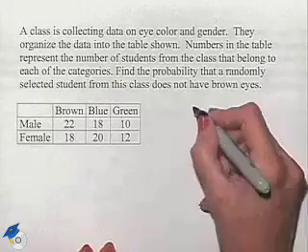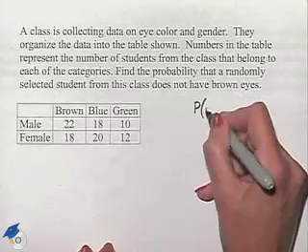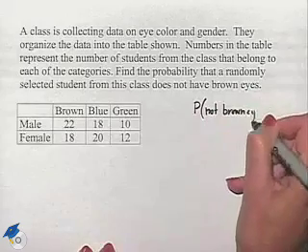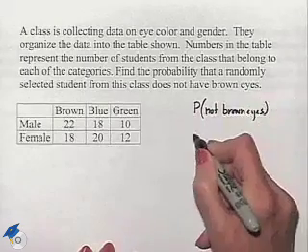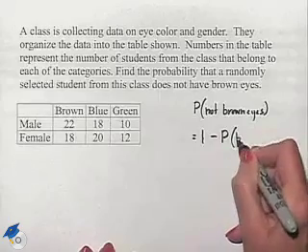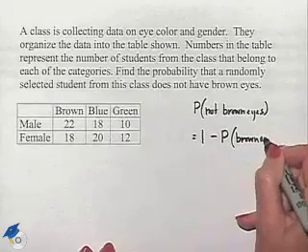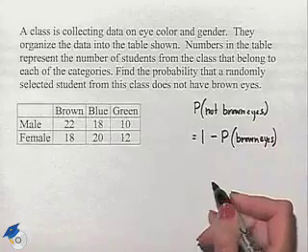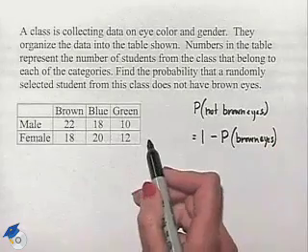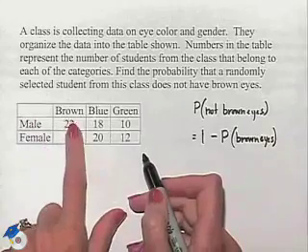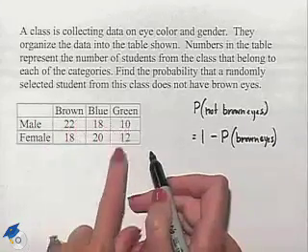So what we want to find is the probability of not brown eyes. Well, we know that we can evaluate this by taking 1 minus the probability of having brown eyes. Now, to figure out that probability, we're going to look at the chart, and there are a couple of things that we could do. We notice that we have male and female separated, and we have a column for brown eyes, blue eyes, and green eyes.